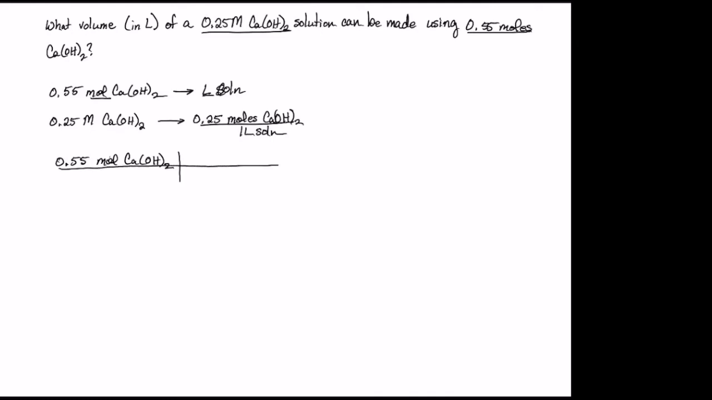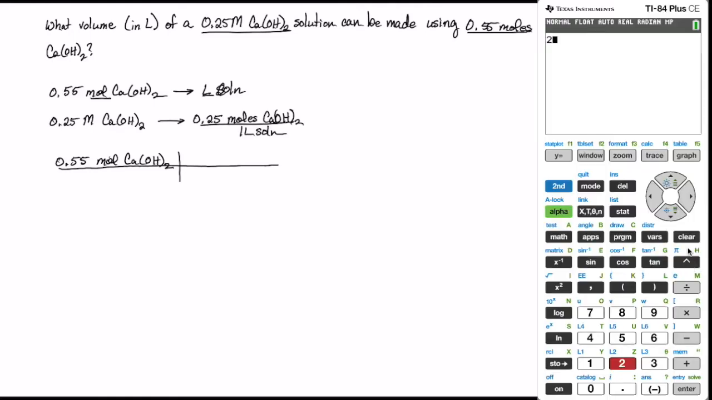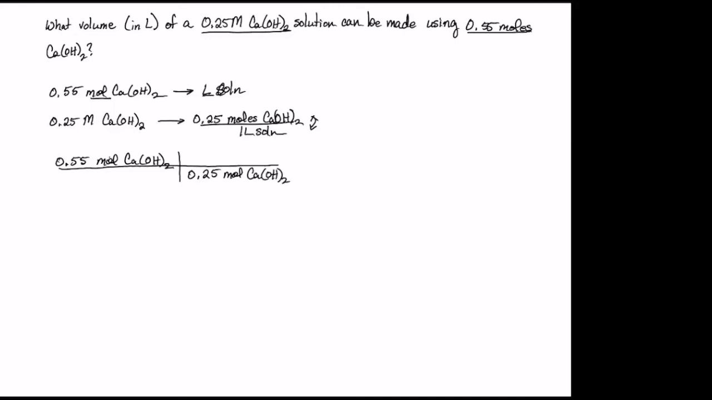We want to get rid of moles of calcium hydroxide, so we need to divide by moles of calcium hydroxide. To be able to do that, we're going to need to flip our molarity and place the calcium hydroxide moles into the denominator and the volume of solution in the numerator. The moles of calcium hydroxide cancel and you're left with volume of solution. So you're ready to perform the math. And the answer comes out to be 2.2 liters of solution.